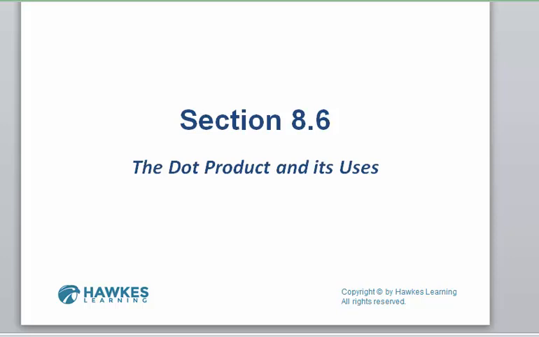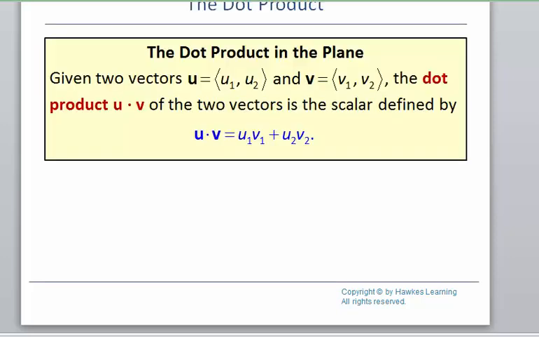We're now going to start section 8.6, where we will talk about the dot product and its uses. In the last section, we introduced several different vector operations. In this section, we introduce one additional operation known as the dot product. The dot product is defined as follows.